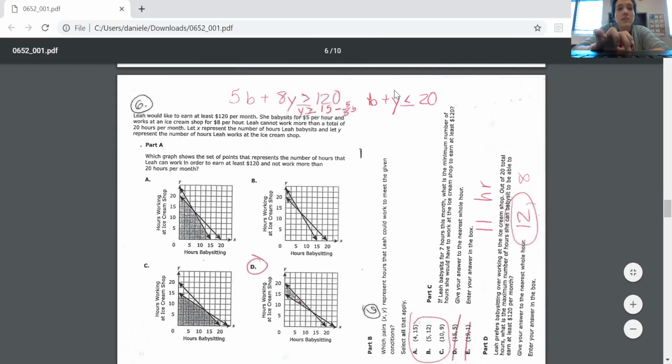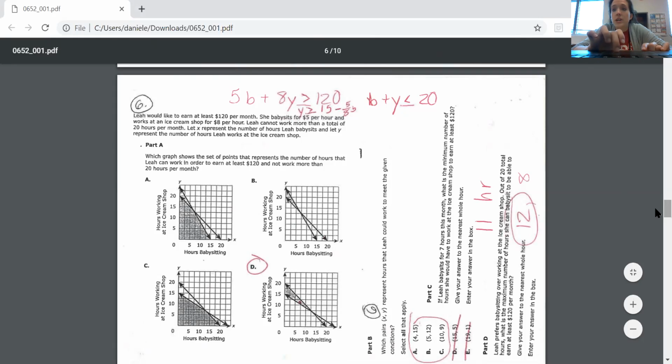And on the other side, she can only work 20 hours. So you add her babysitting hours and her ice cream hours, and she wants to come out working less than or equal to 20. So you would need to put both of these into y equals. You would graph them. This one says y is greater than, so you'd be shading above the line. This one says y is less than, so you'd be shading below the line. So this little bitty sliver are the only options for your answer choices.